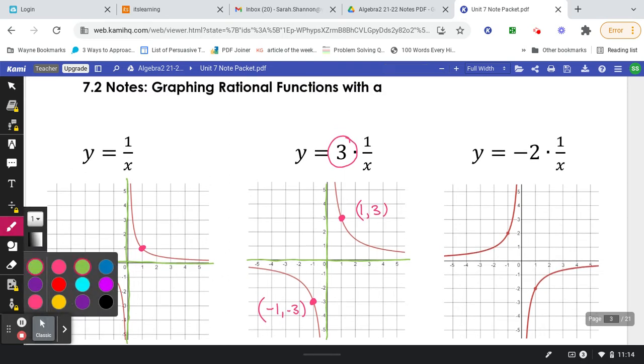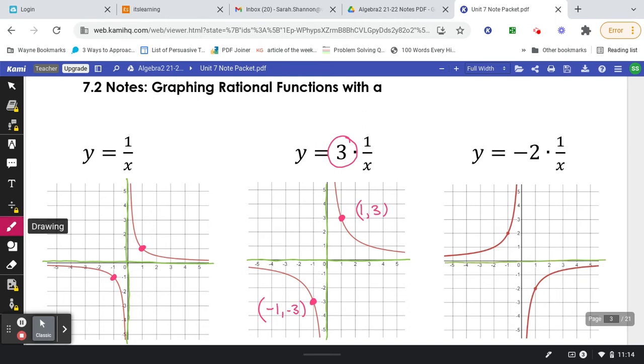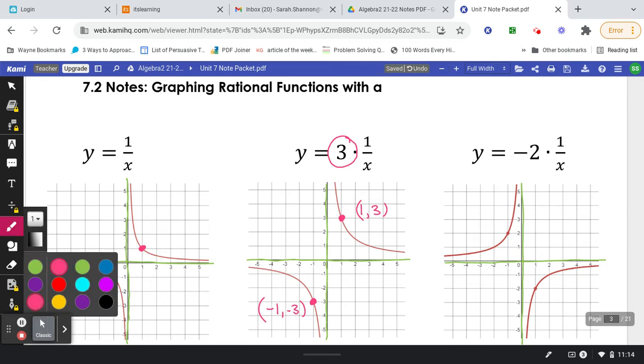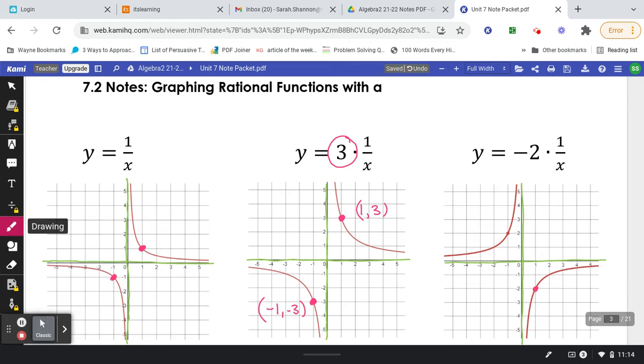Same thing happens on this next one. Again, notice that the asymptote lines are in the same place, but the negative 2 in front means this dot goes down here. So 1, negative 2, and negative 1, positive 2. Remember, your original one was 1, 1, and negative 1, negative 1. So we're just changing the location of the point and not changing any of the asymptote lines.